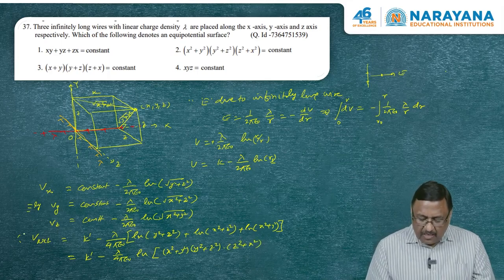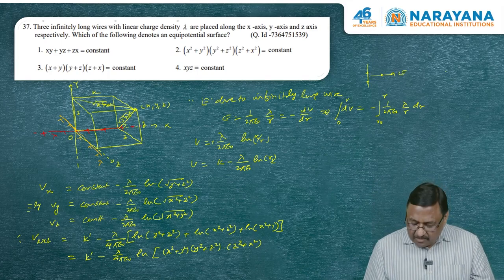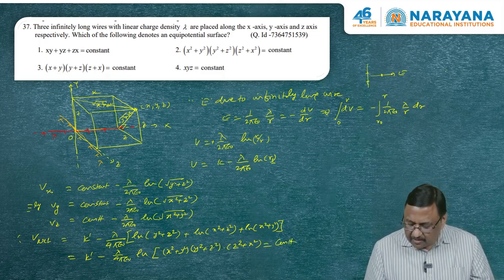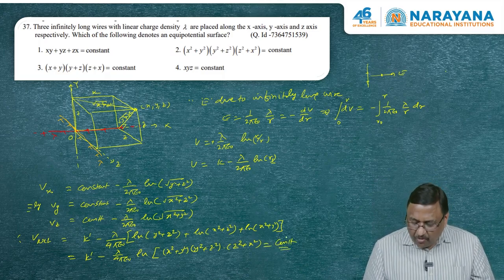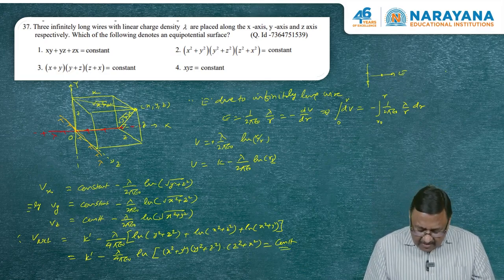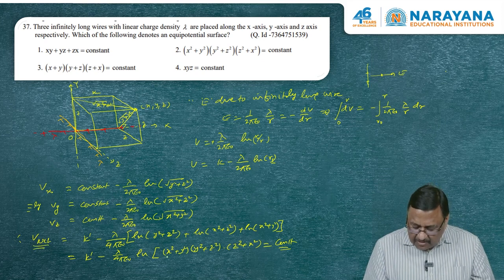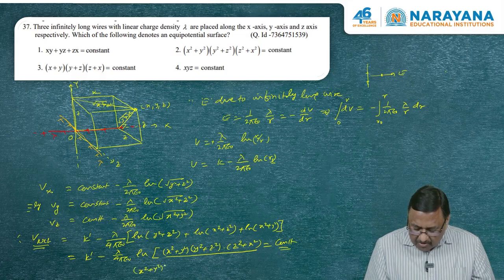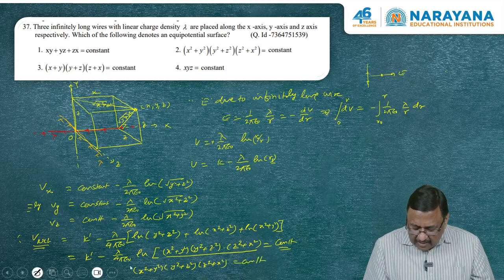As the question is saying, this is going to be my equipotential surface. That means this V net should be a constant. If it is going to be constant for all values of x, y, and z on this surface, then this factor has to be constant. So x square plus y square into y square plus z square into z square plus x square is going to be constant, and that indicates my equation of the surface.